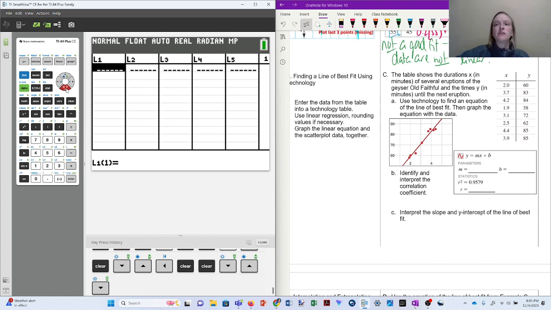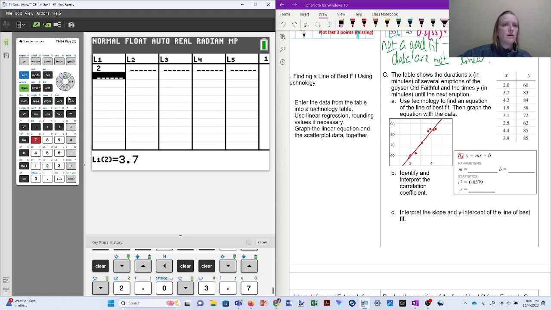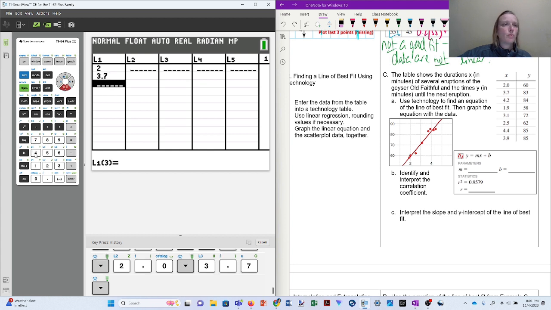And now I'm going to enter the data that I see over here in my data table. So I'm going to type in 2.0 for the first data point, 3.7 for the next x value, 4.2.